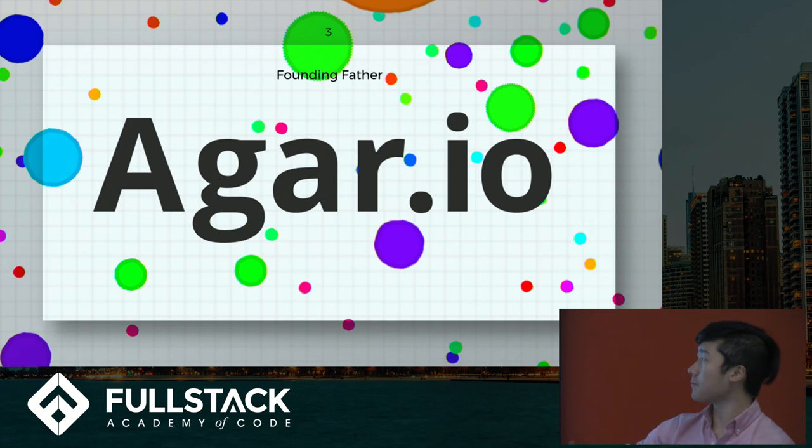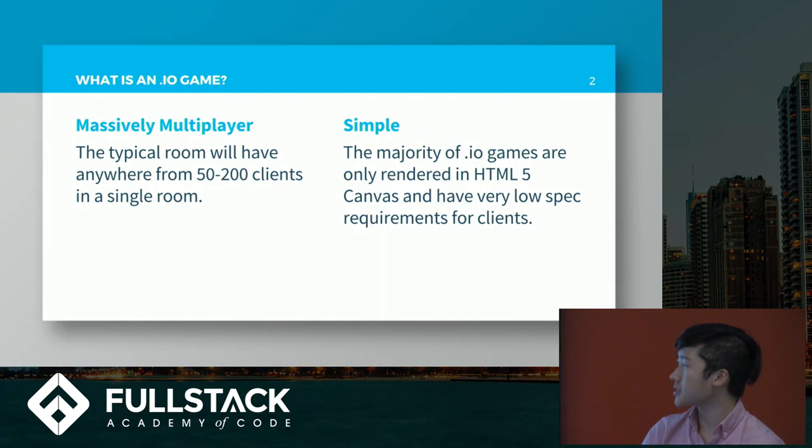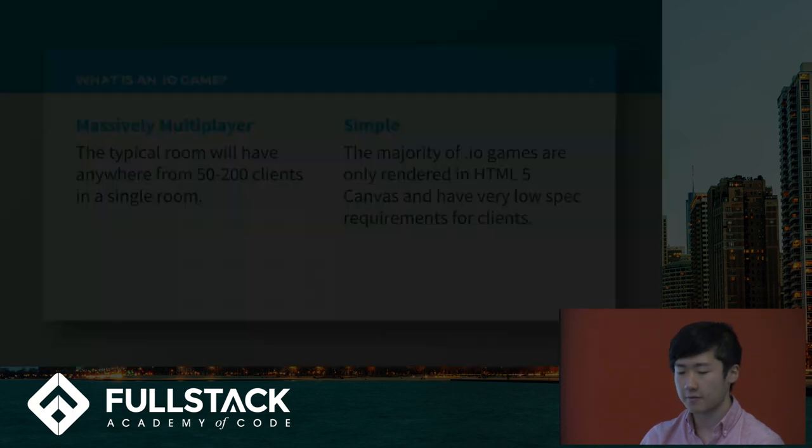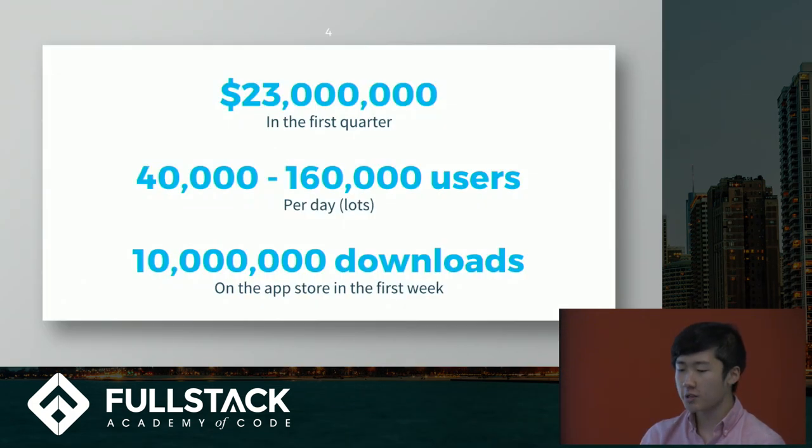So here's the founding father of .io games, Agar.io. Now this game, when it came out, completely stormed the web because in a lot of ways, it really was the first game to master both the massively multiplayer and the simple aspects that all .io games have nowadays. It made $23 million in the first quarter, had 40,000 to 160,000 users per day, and over 10 million downloads on the App Store in the first week. So this game was really popular.